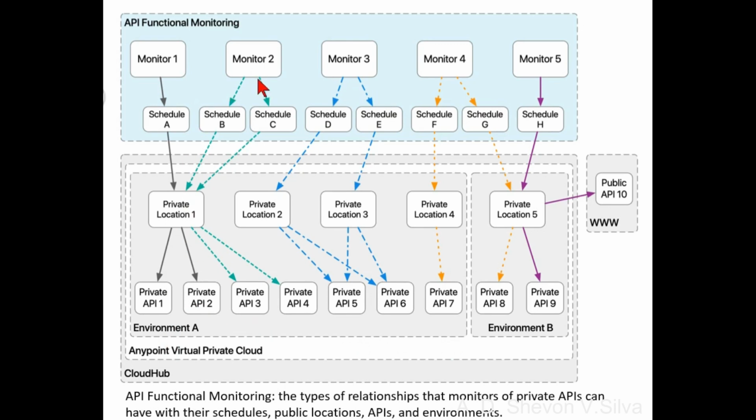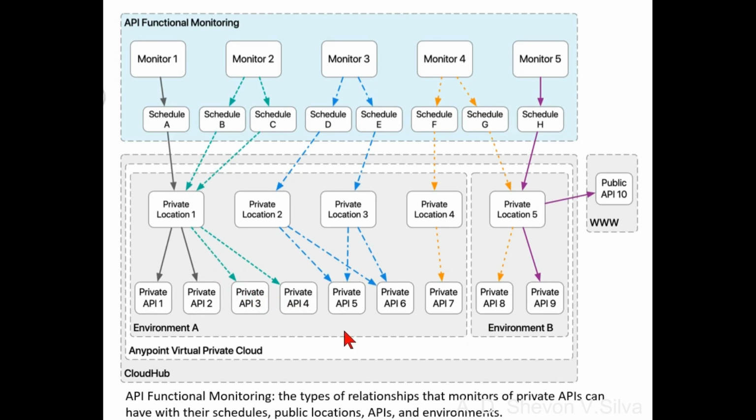Monitor 2 runs on two separate schedules, schedule B and schedule C, and each is associated with the same private location 1. The private location is shared with the schedule that runs monitor 1. Monitor 2 is written to test one or more endpoints in the private API 3 and private API 4, although it could also test endpoints in more private APIs. Private locations and APIs are in a single environment A.